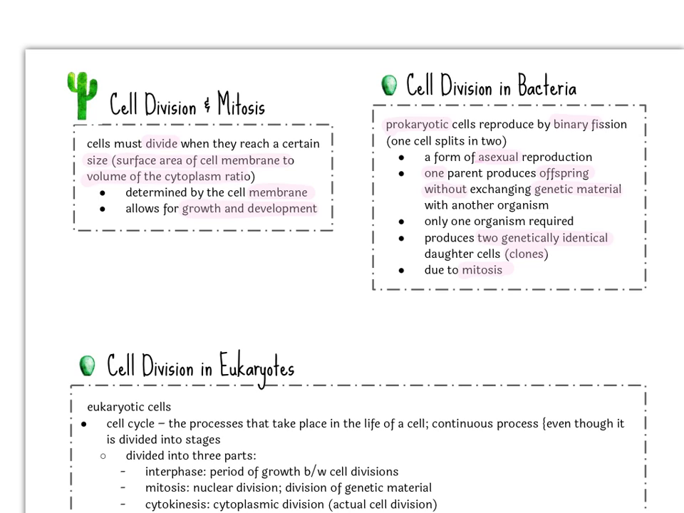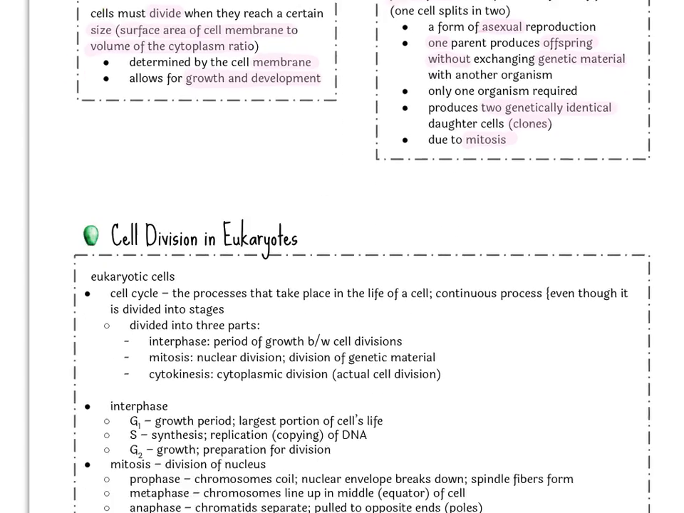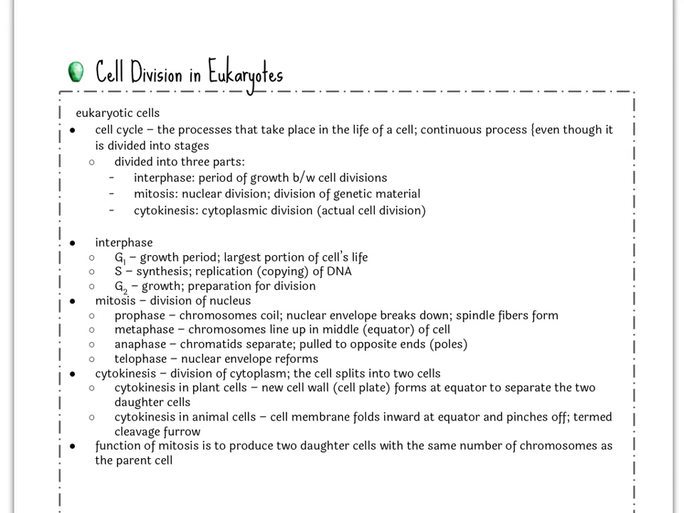Okay, so cell division in eukaryotes is a bit more complicated. So eukaryotic cells are things like plants, animals, protists, fungi. They all follow this. They follow the cell cycle, which are the processes that take place in the life of a cell.